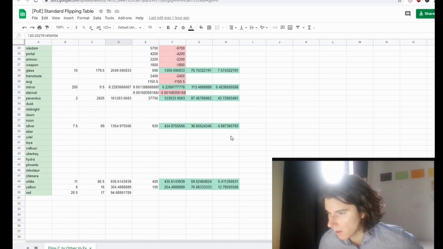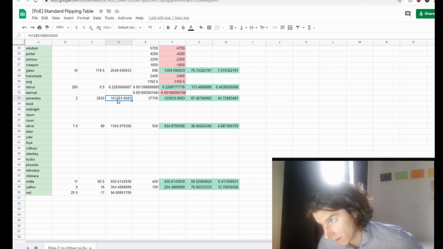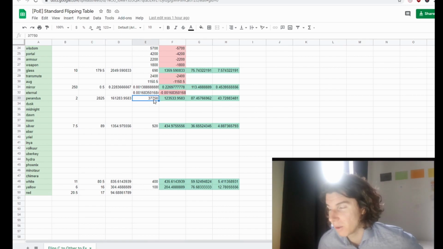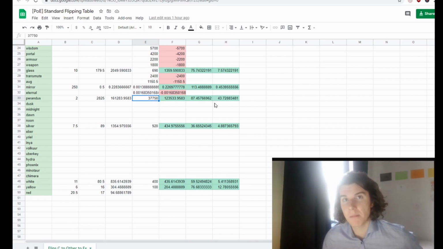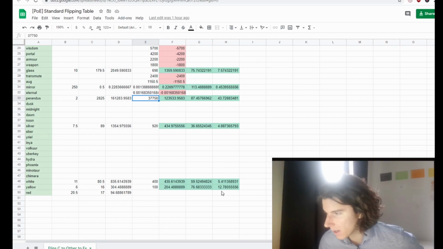But then you can look at something like Perandus coins. You can get apparently 161,000 for one exalt worth, and you only have to pay back 38k. And these numbers can be manipulated, and especially if the market is really stale, like in standard or hardcore currently, then you just check out where you make the most profit.